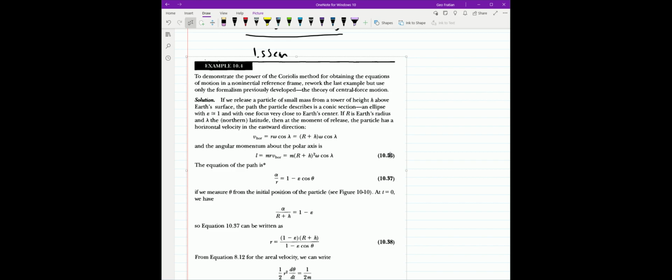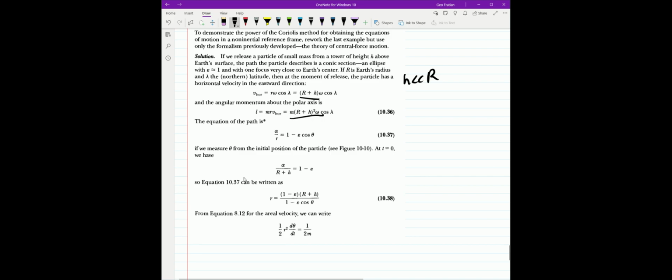So if R is Earth's radius and lambda is the northern latitude, then at the moment of release the particle has a horizontal velocity in the eastward direction, given by r omega cosine lambda, where r is given by R plus h, and again h is much, much less than R. So the angular momentum about the polar axis is just mrv, right? And we plug that in, and we get this expression here. And then the equation of the path, if you remember from previous sections, I think it was chapter 8 or something, is alpha over r equals 1 minus epsilon cosine theta.